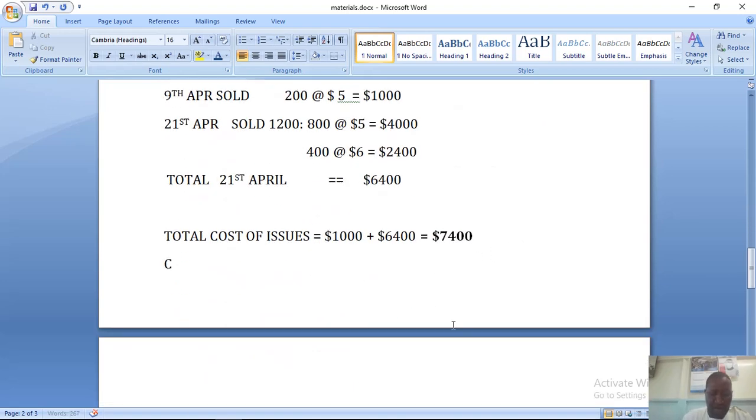So you will say cost of closing inventory. This is going to be 100 units at $6 per unit, plus the other one, 600 units at $5.5.